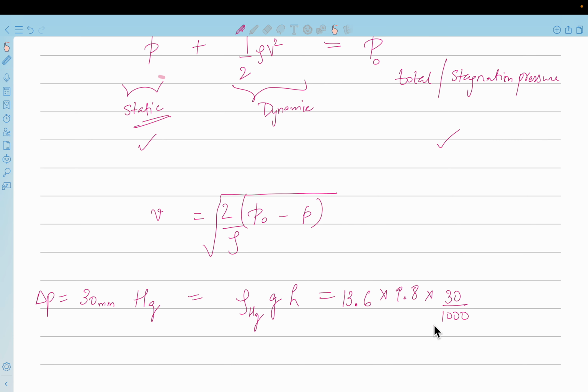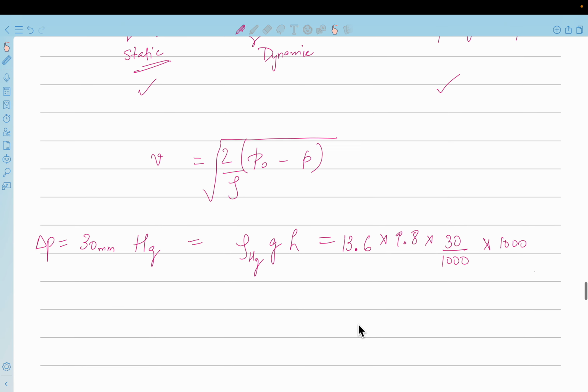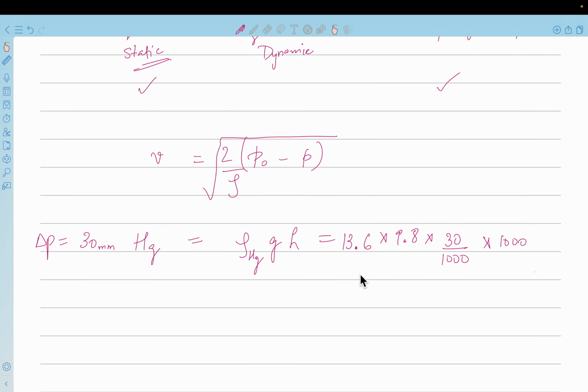13.6 is the specific gravity. So 13.6 into 1000. Yeah. So what you mentioned was, I think, 13,600, right? Yeah. So this boils down to that.